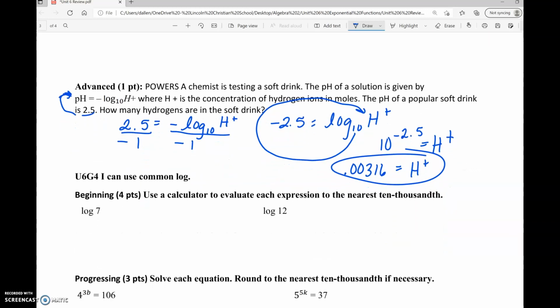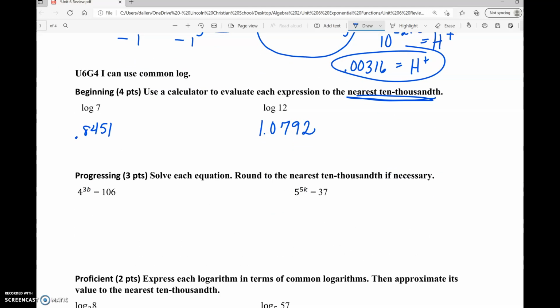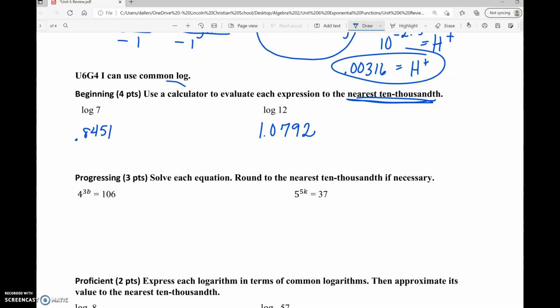All right. Here you're just plugging these into the calculator. Log 7 is 0.8451. Don't really need work on those. Make sure you go out to the 10,000ths place, which is 4 decimal places. That'd be the only thing that I would say people missed on that.